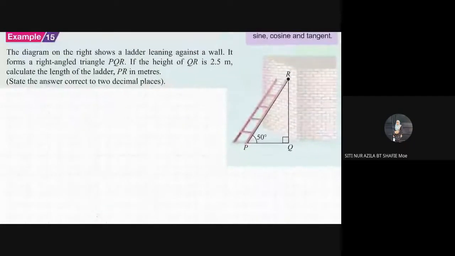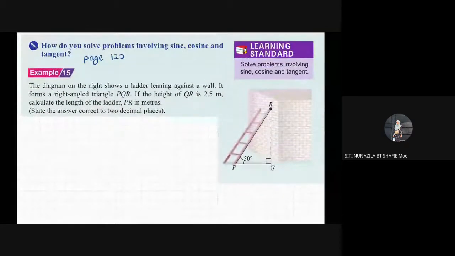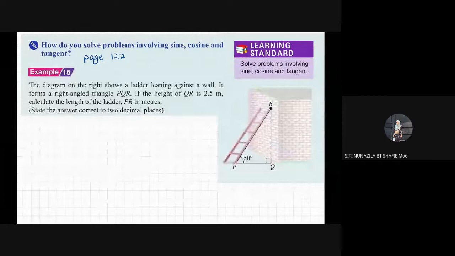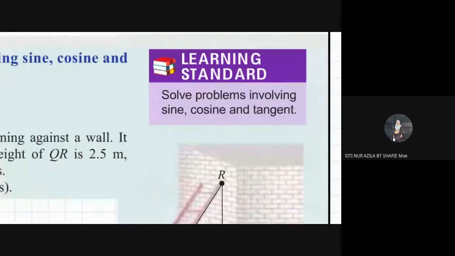Okay. So now, please, those who just joined us, refer to your textbook page 122. Today we are going to finish this chapter with the last subtopic in this chapter. The learning standard for today is we want to solve problems involving sine, cosine and tangent.